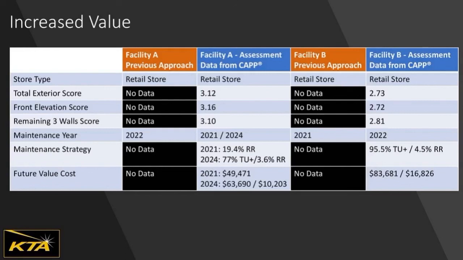The maintenance strategy and the future value cost of maintenance is determined. So this allows for more strategic spending of maintenance dollars. It allows us to spend money on assets in worse condition and to summarize all this data with just a few clicks. It gives you a lot more information to provide leadership on what the budget should be for maintenance work.